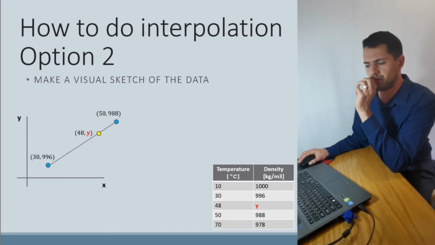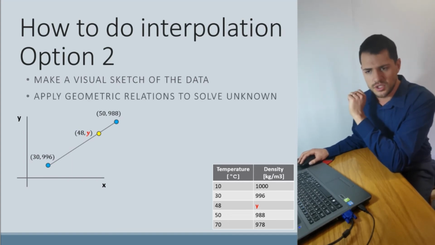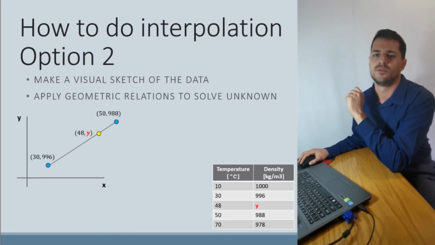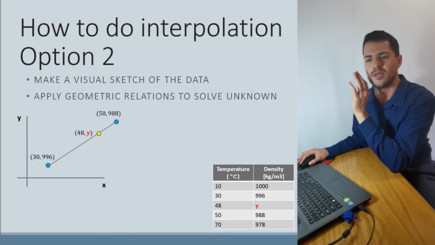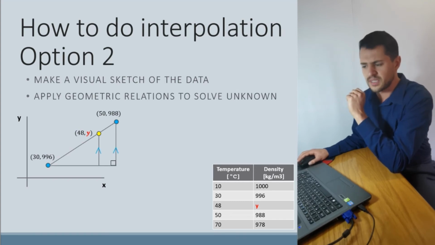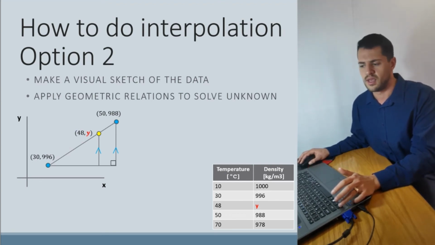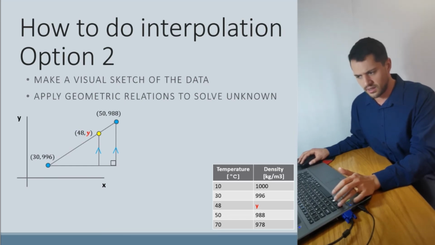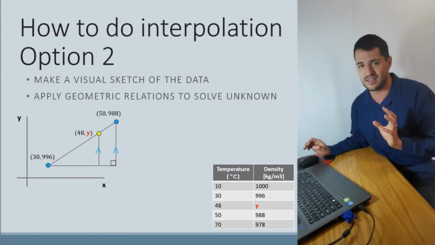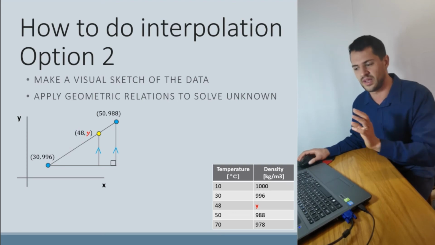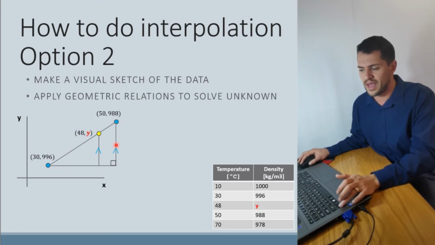So we plotted this now in the Cartesian plane. And what's easy about this is we can just apply normal geometric relations to solve the unknown. This is a very smart way to analyze this. Effectively, if we look at the straight line relationship, this is none other than a triangle in the Cartesian plane. Our outer data points form the big triangle here, and where our yellow data point is forms the smaller triangle.